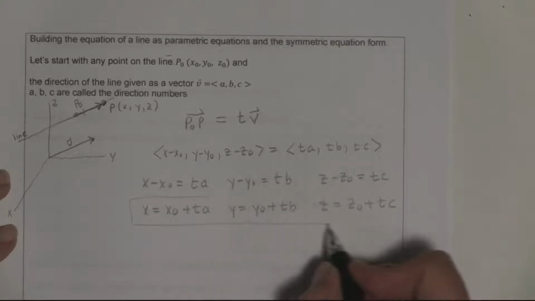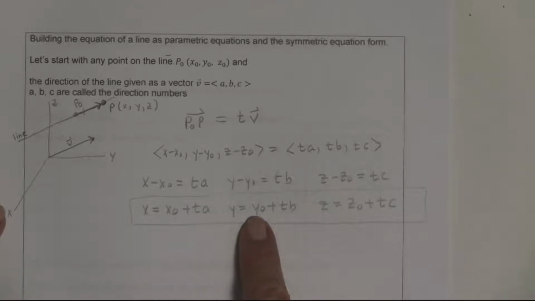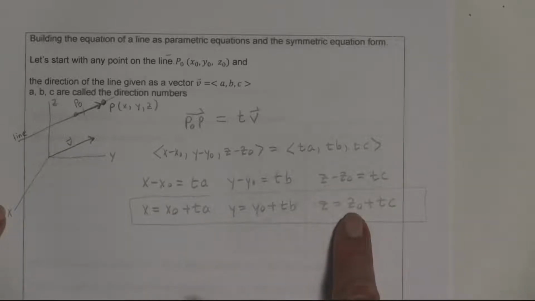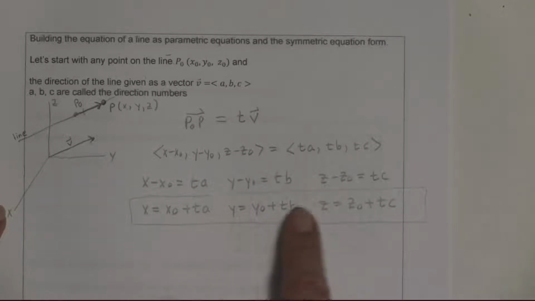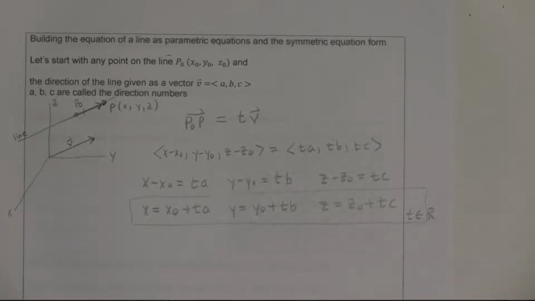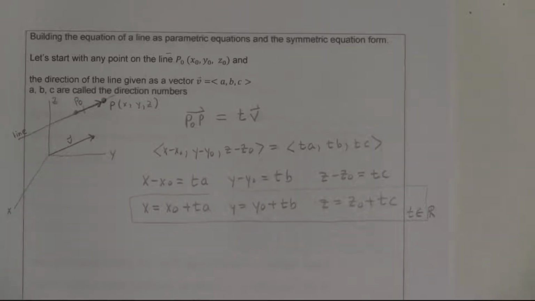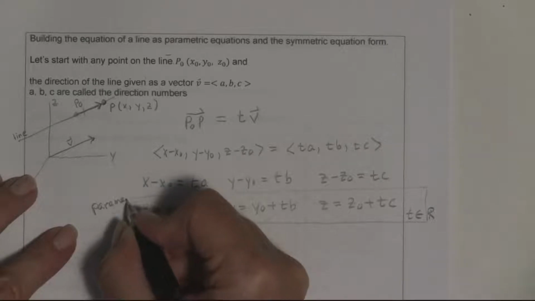And notice the two things that you have going in here: you have the point x naught, y naught, and z naught, and you have your direction numbers a, b, and c, and then you have some parameter t. And I'm going to say that t is an element of the real numbers. And this is called the parametric equations. I'll write that right here.